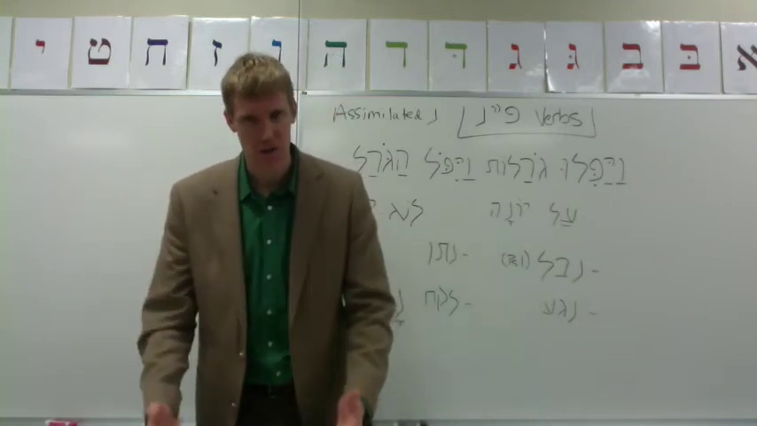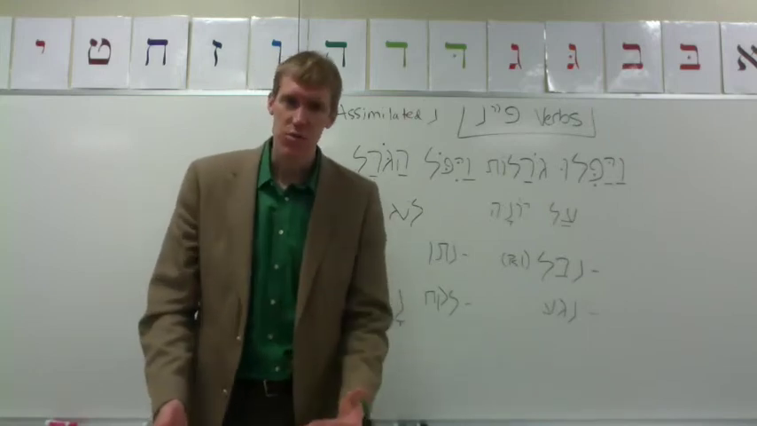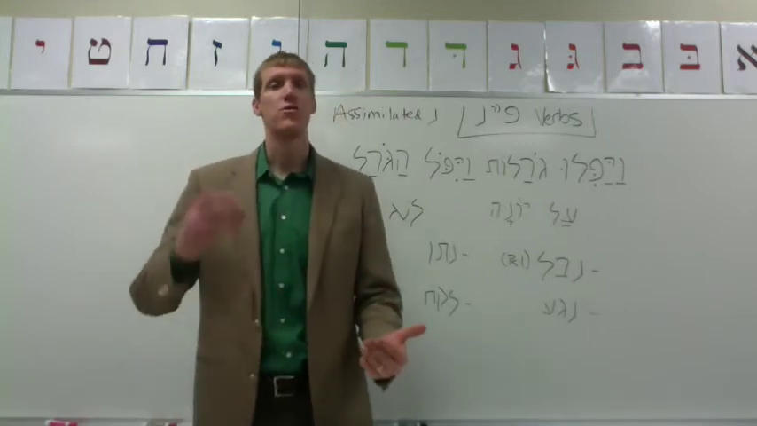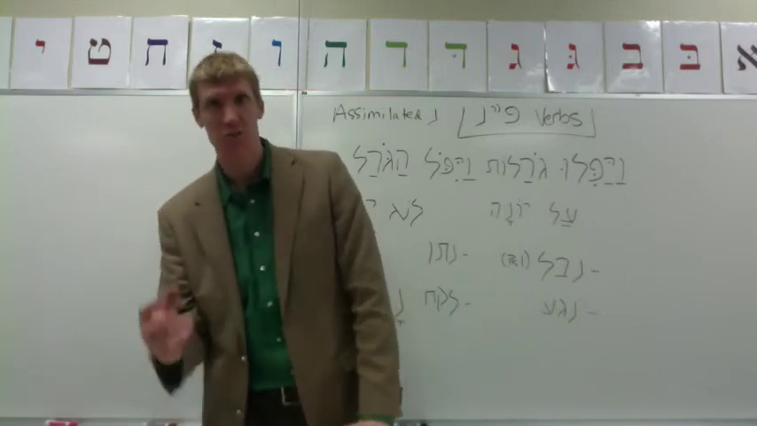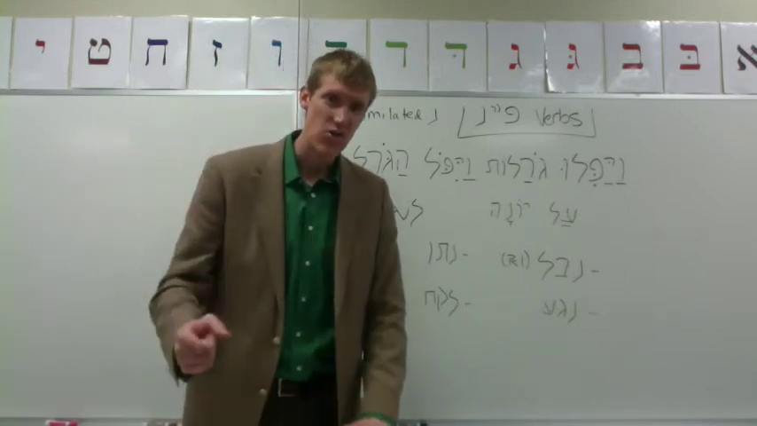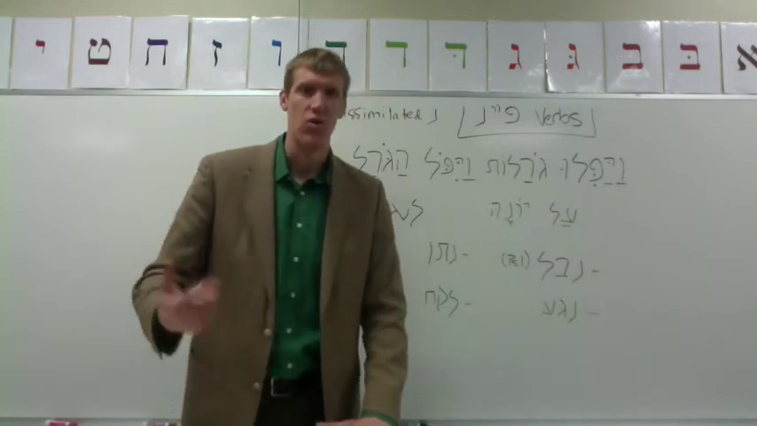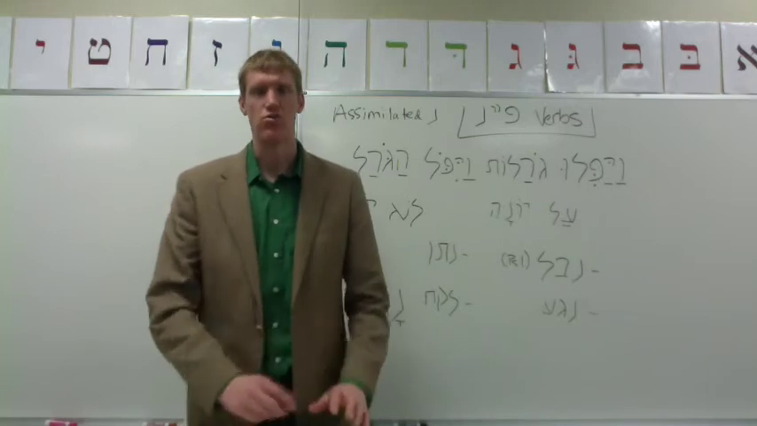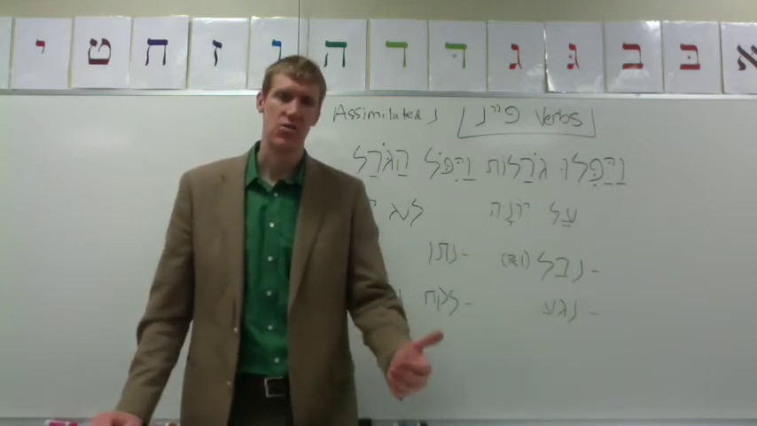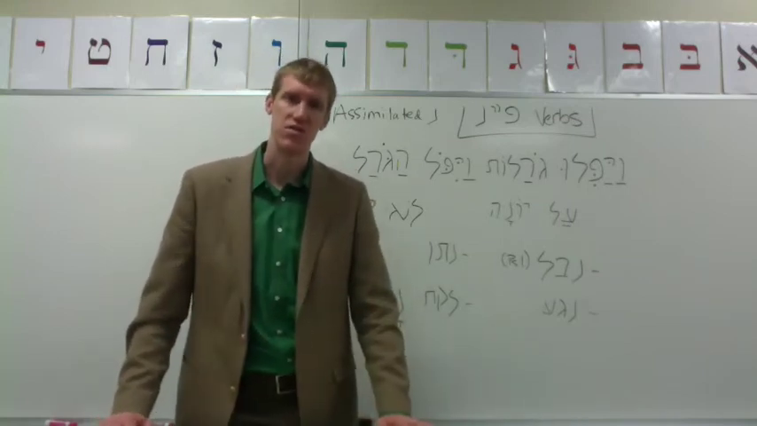So you're seeing the pattern. In any verb form or verb stem in which a consonant is attached to the beginning of the word, that nun will fall off, or it will assimilate, in other words, into the next root letter, unless it's a guttural, in which case it will lengthen the previous vowel.